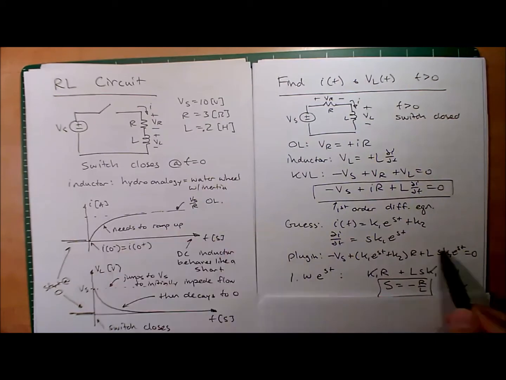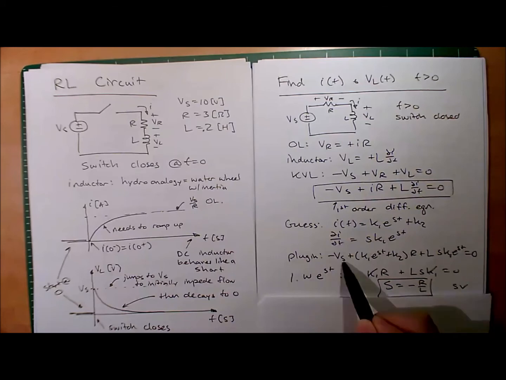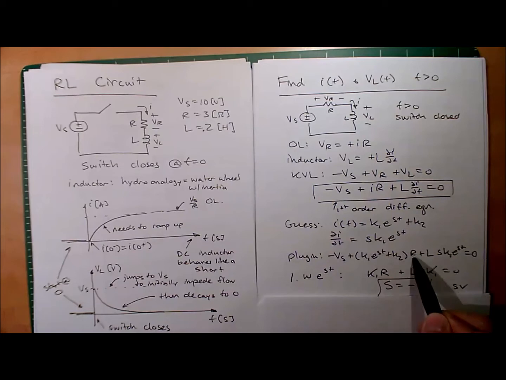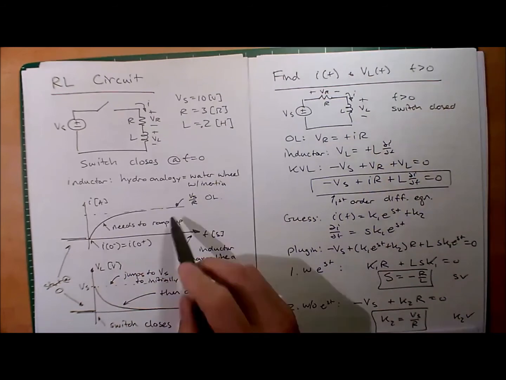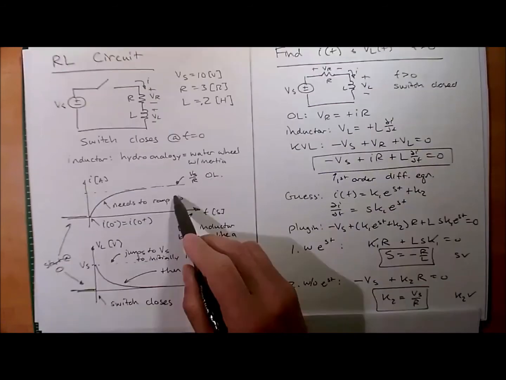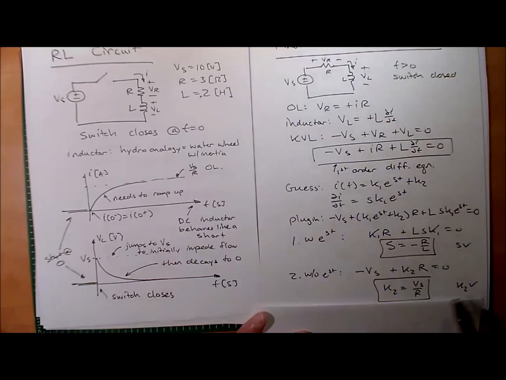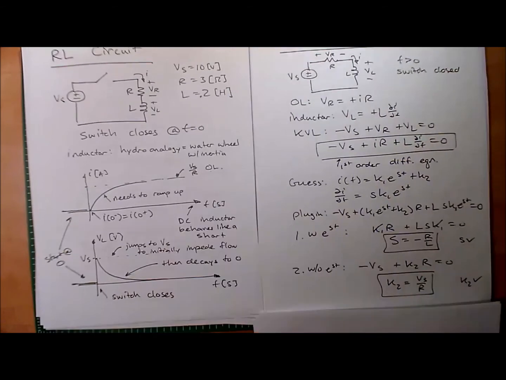Okay, what else do we get from this equation? We have no e to the st on this Vs, and look at this, K2 times R, again, don't forget that R, and then we have nothing over here. So now we have minus Vs plus K2 R equals 0, and you can see that this K2 unknown is Vs over R. Look at that, do you see how K2 is related to this guy over here? Okay, we've got two of the three unknowns.